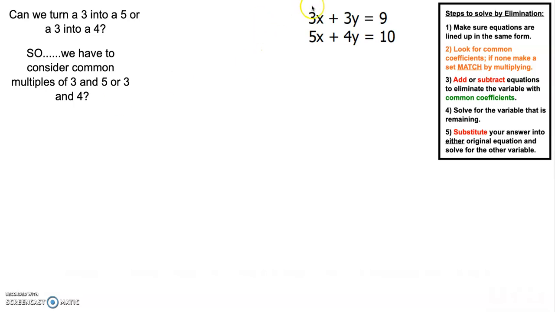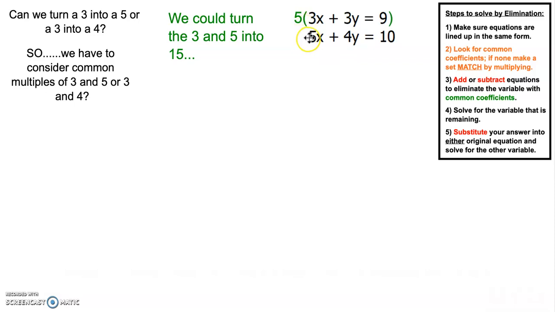So we actually get to pick the set of variables here that we want to eliminate. Let's just say we want to eliminate the x's. I want to make a 3 and a 5 match somehow. So I need a number that I could multiply the 3 by and the 5 by to make that set match. So I could turn the 3 and the 5 into a 15. So what would I have to multiply the first equation by to make 15? I'd have to multiply by 5.